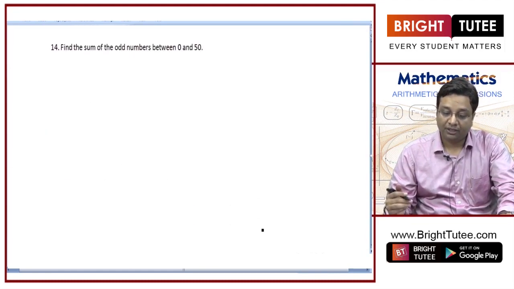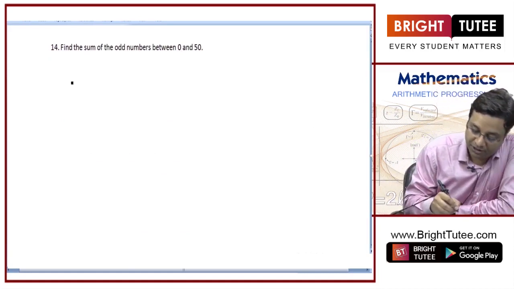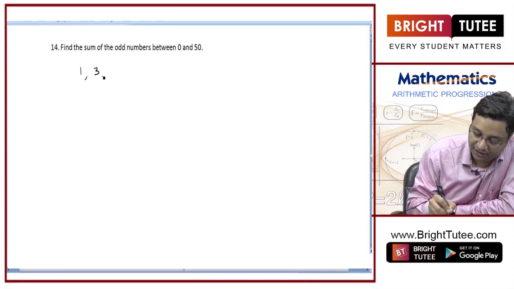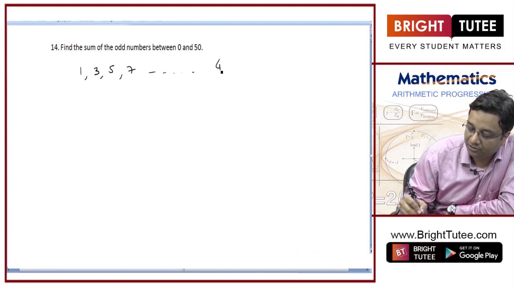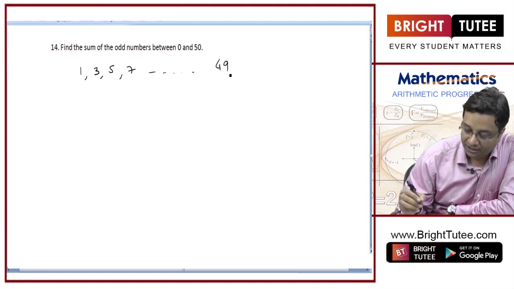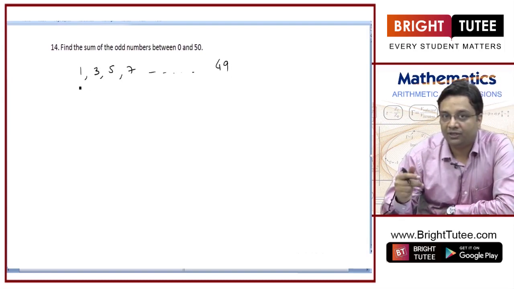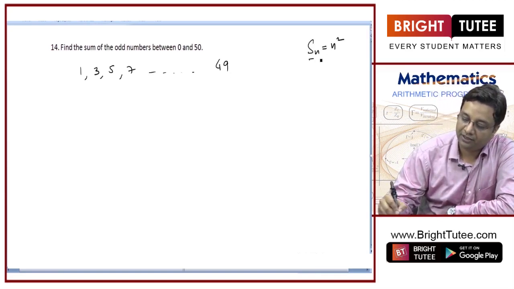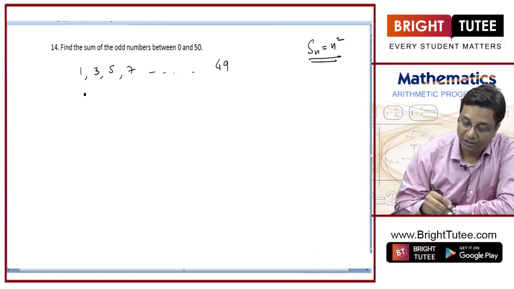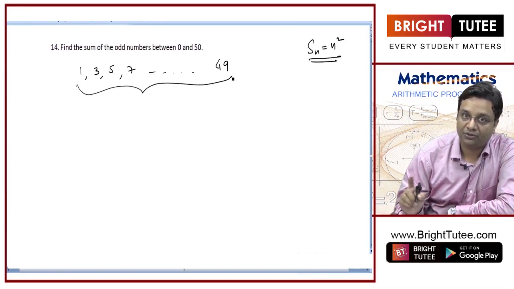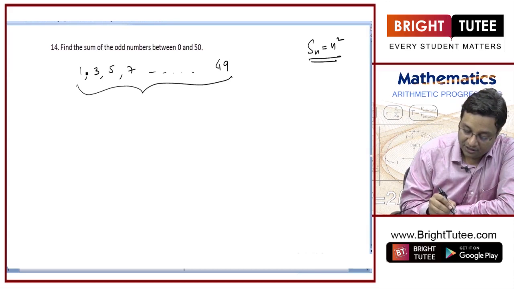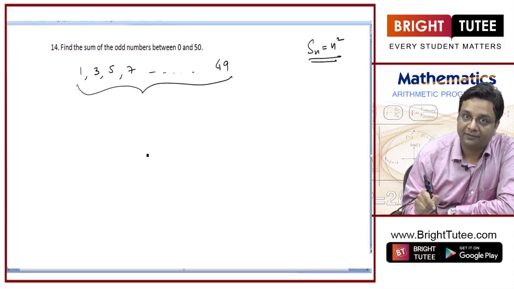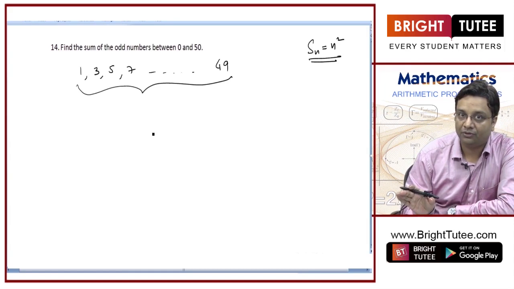Find the sum of the odd numbers between 0 and 50. What are the odd numbers between 0 and 50? 1, 3, 5, 7 and so on. What is the last odd number? 49. So, what is the sum of first n odd natural numbers? It is equal to n square, right? But what is the value of n here? It is not 49, right? Because the even numbers 2, 4 are missing here. So, it is obviously not equal to 49.